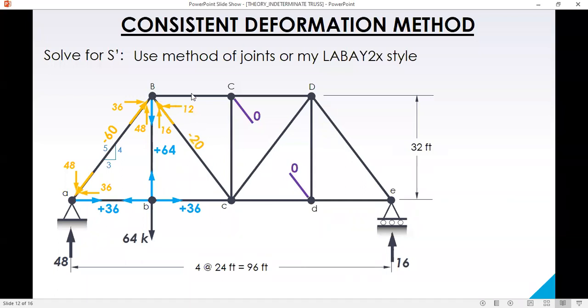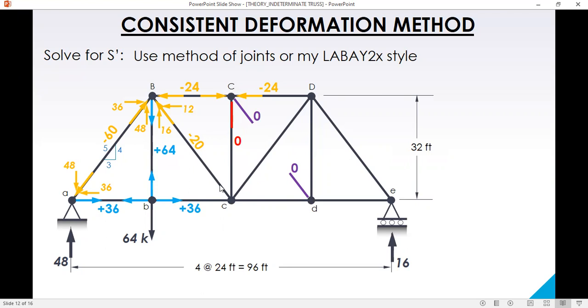And then to solve for BC, let's check on the horizontal forces. 36, 12. So we lack 24 to the left. So it's negative 24. Compression. And then labay joint C, 24. Now, since this is 0, this force will be balanced by CD, to the left. So it's negative also. Negative 24. For the vertical member, since this is 0, it is 0.